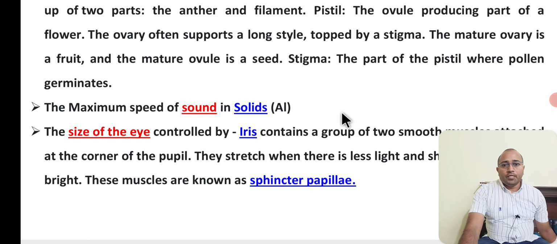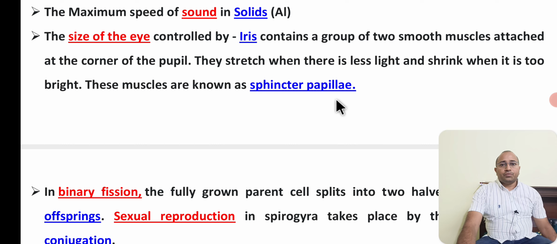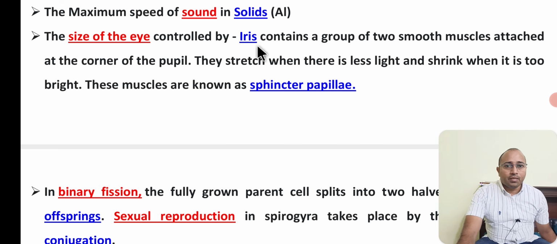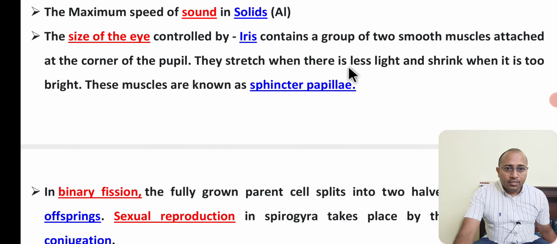Now we have that the speed of sound will be maximum in solids. We usually find it very fast in aluminium. You know about the size of the eye, that can be controlled by the iris. This is the one which indicates the color of your eye, and 2 smooth muscles attached at the corner of the pupil stretch when there is less light and shrink when it is too bright. These muscles are known as sphincter pupillae.